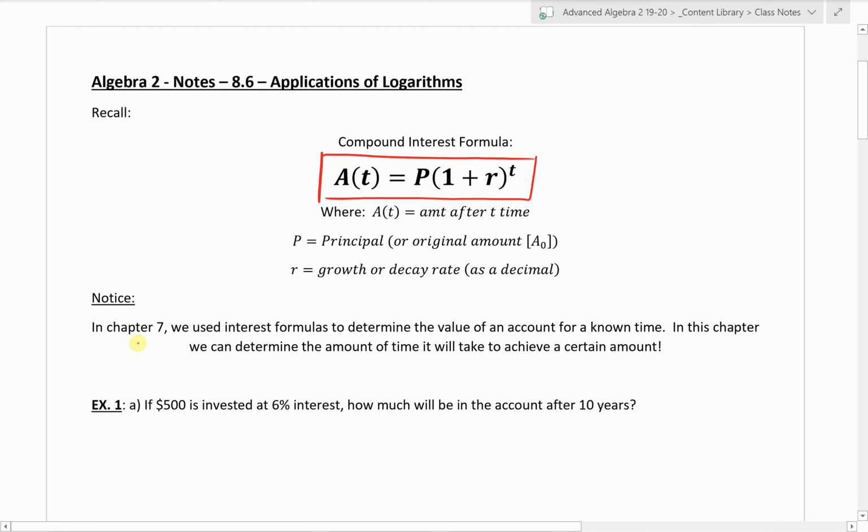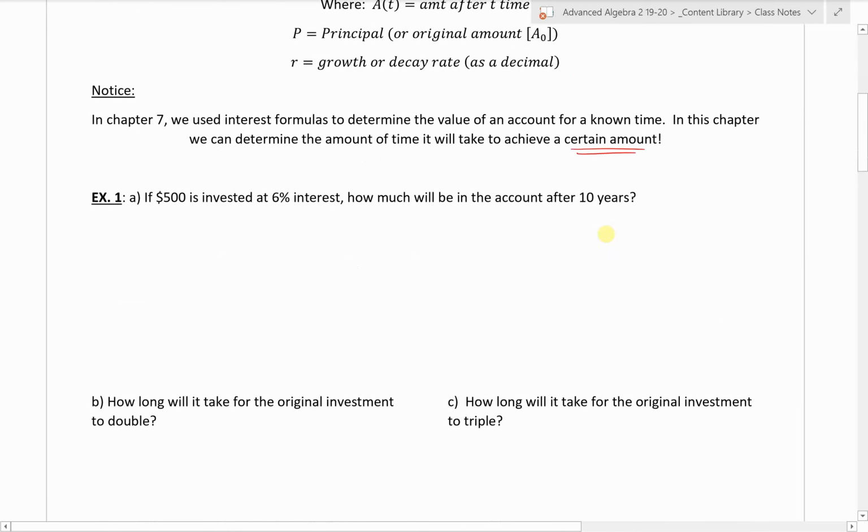So in chapter 7, we used these formulas to determine how much there would be in an account if we knew how long it was in the account. So if we knew time, we figured out the amount. In this chapter, logarithms are the inverse of exponential functions, so we're going to switch that around. If we know the certain amount that we want to be in the account, then we can determine the amount of time. So we're going to solve for t, since that's the variable in the exponent. And that's what we were using logarithms for the other day, to solve when there's a variable in the exponent. So let's get right to some examples.